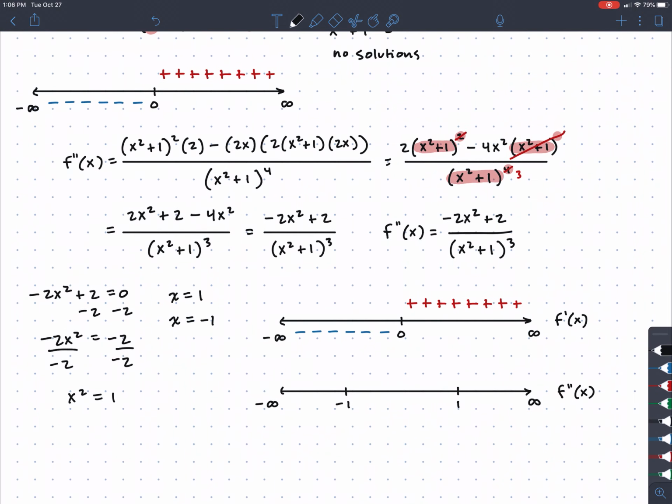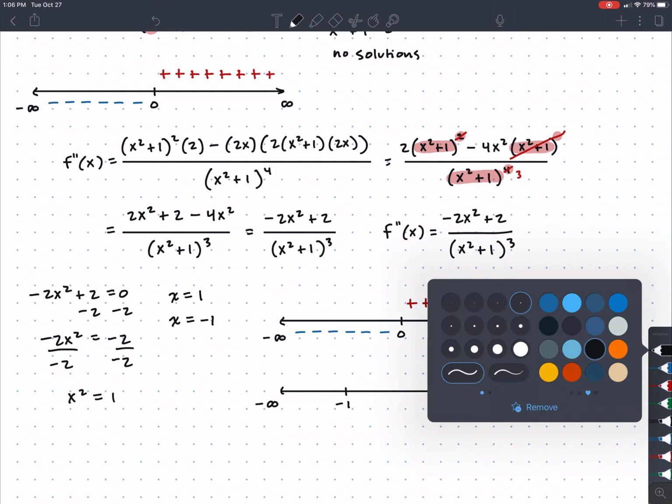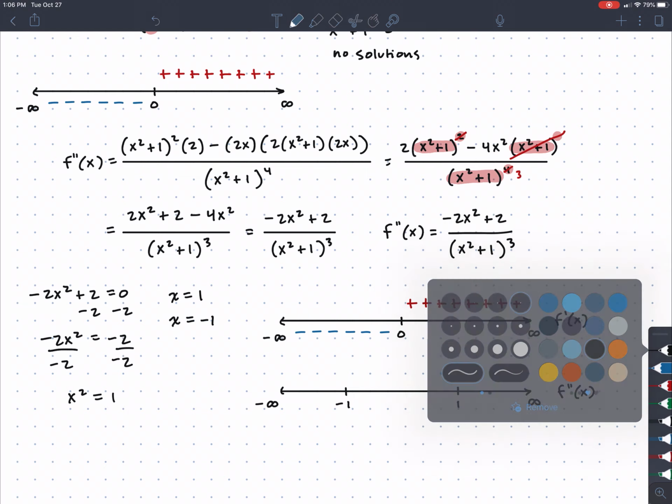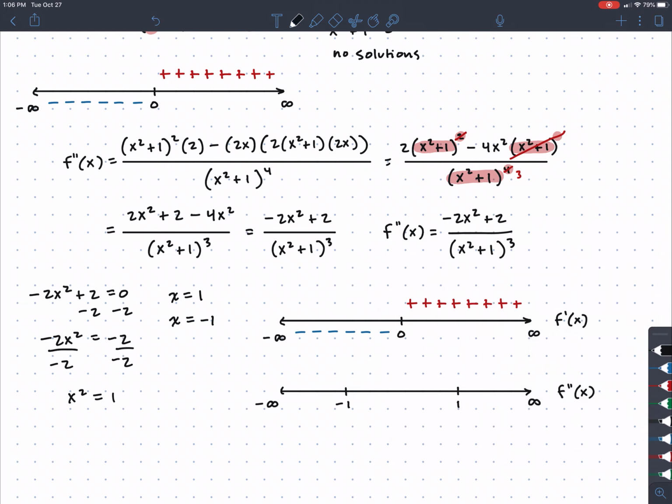So if I plug in something like negative 2, this is going to be negative 2 times 4 plus 2, and this is going to be over a positive number. So negative 8 plus 2 is still going to be negative, so that means this interval will be below the x-axis.